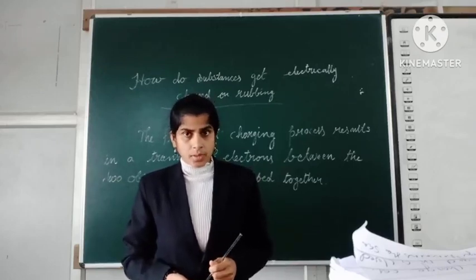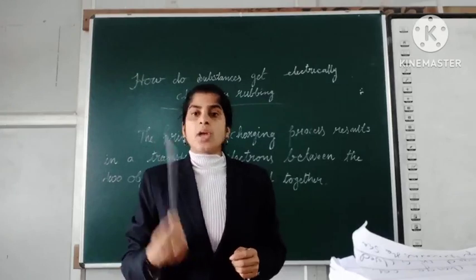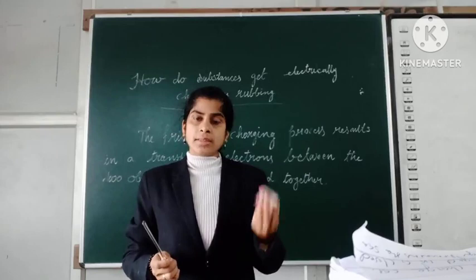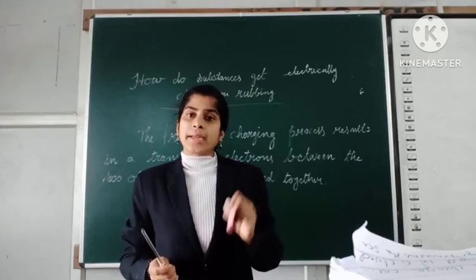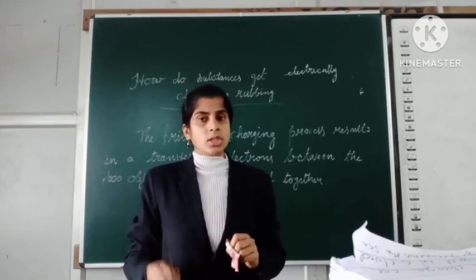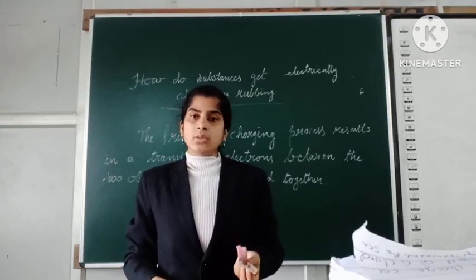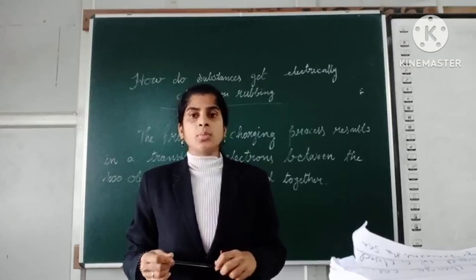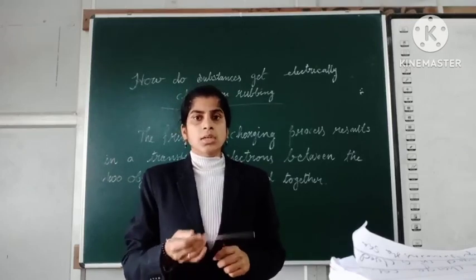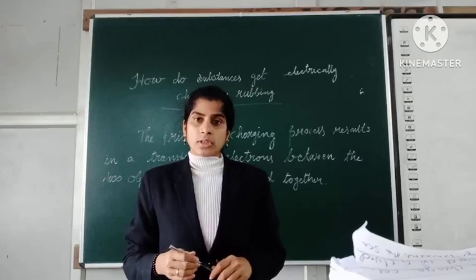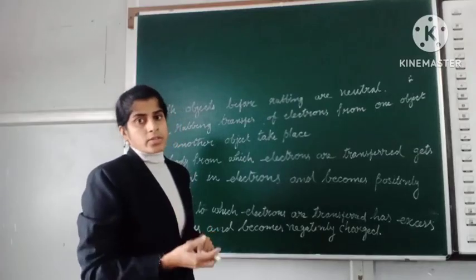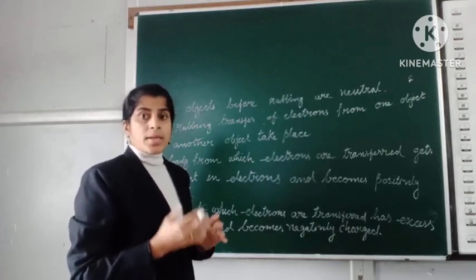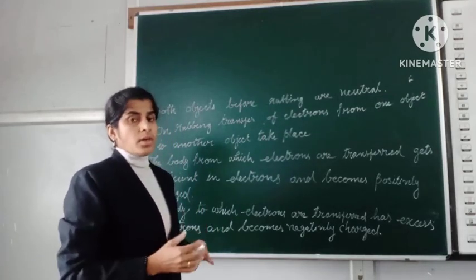Is it clear? When one body is charged positively due to rubbing, the other body that we rub it with becomes negatively charged. So one body becomes positive and the other becomes negative. These are equal and opposite charges. This we already discussed in the video on atomic structure: the causes of charging of two objects when rubbed.